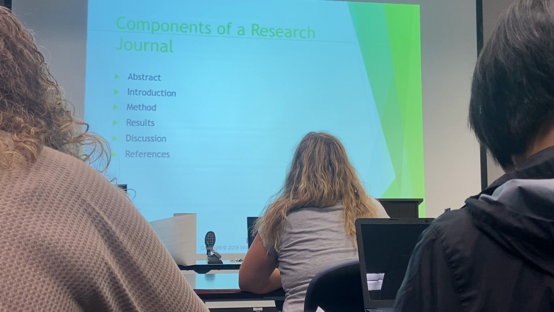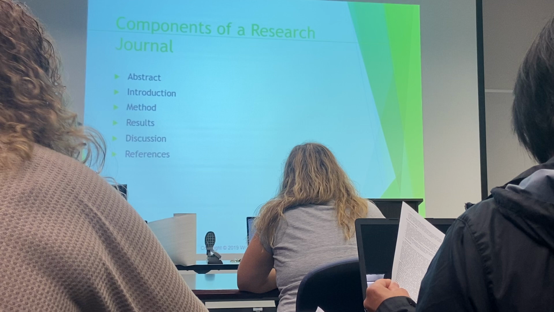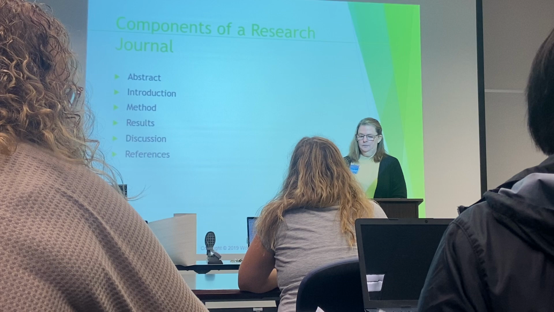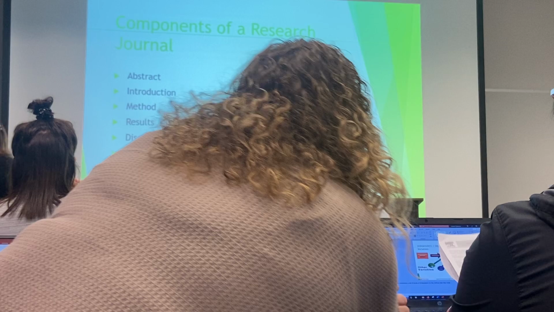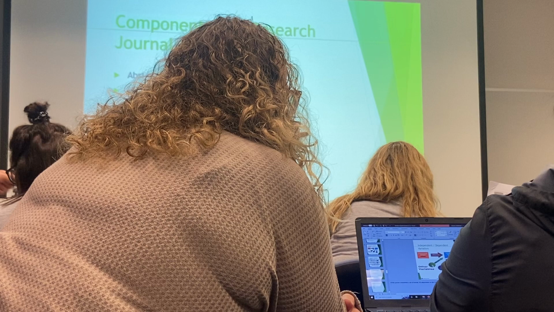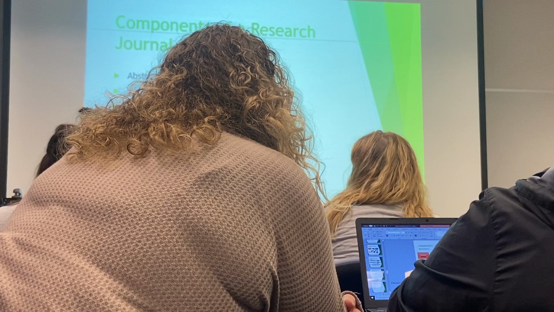All right, so components of a research journal. Look at your journal article that I gave you and make sure that you can find each of these things on your article. There should be an abstract. They're usually pretty well marked. Abstract. And the abstract is what you find when you're researching or finding your data.